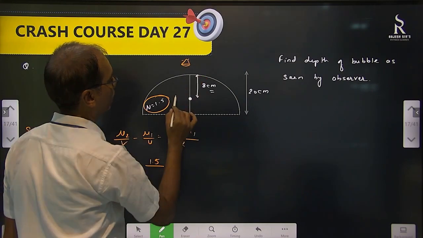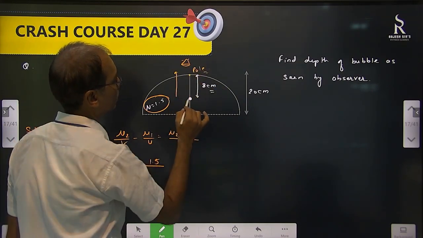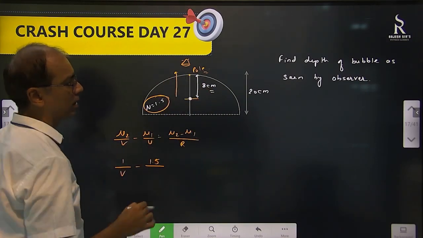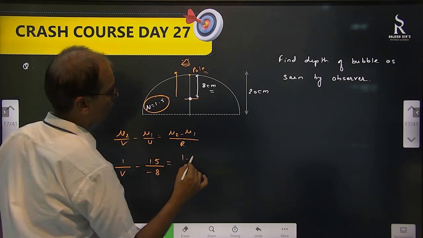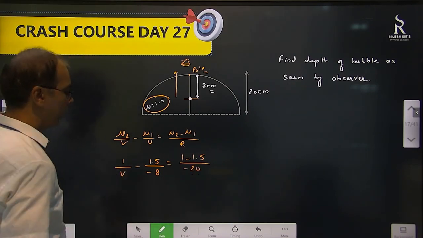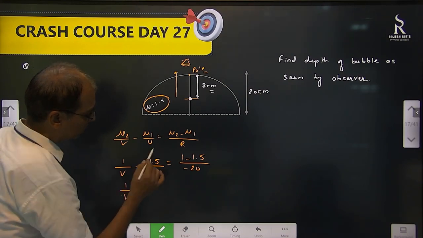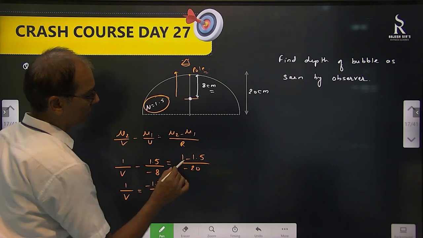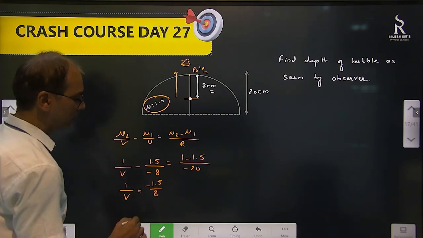Light is going in this way and this is the pole. So to measure this 8 centimeter, you are coming down. That means you are moving opposite to the direction of light, so u will be negative again. So minus 8. Mu2 1 minus 1.5. Again r is negative, minus 5. Okay, so 1 by v equal to, this is plus here, so we'll go that side, minus 1.5 by 8. Here is minus 0.5 by minus 20, so plus 1 by 40.